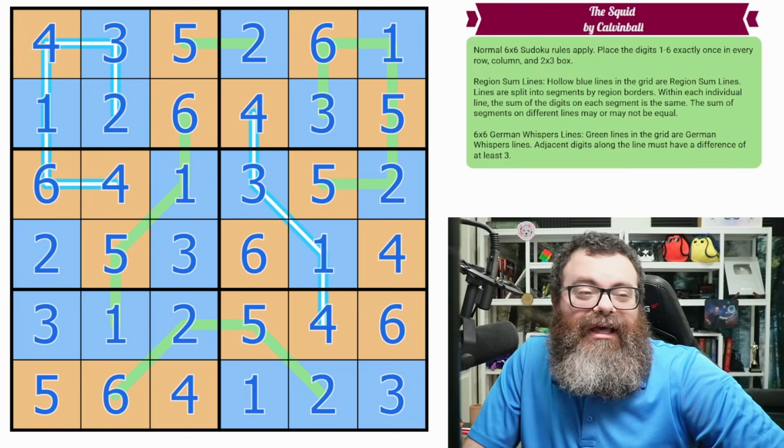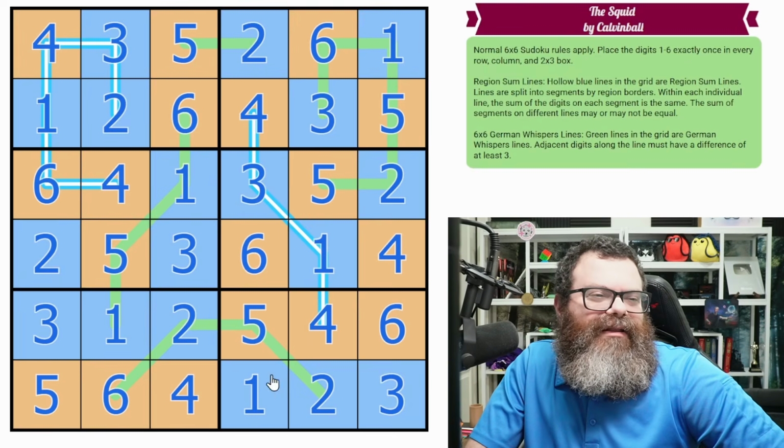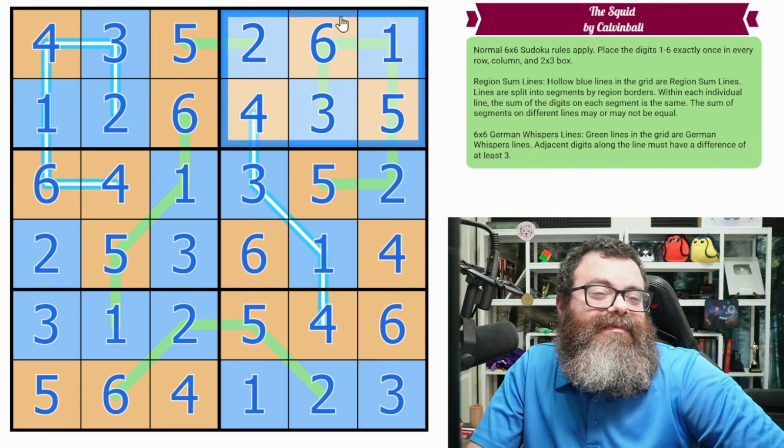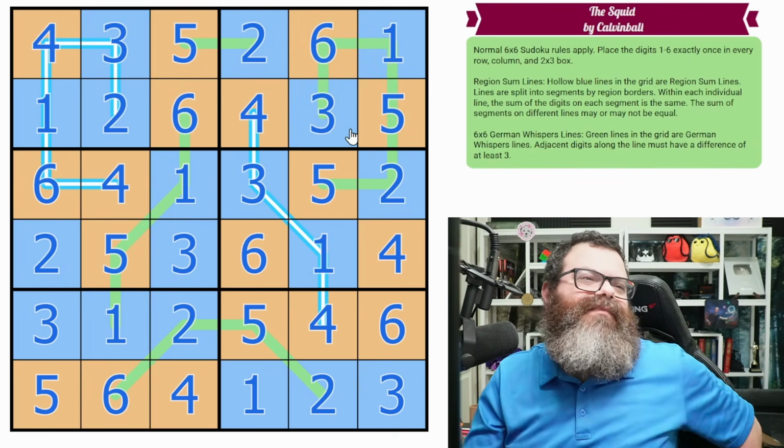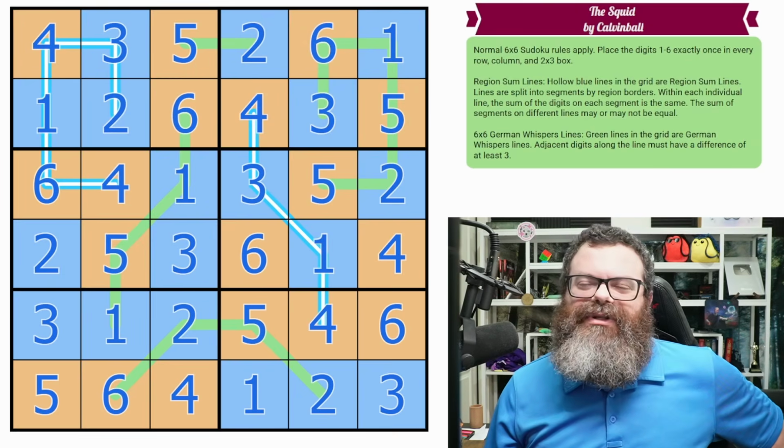Well, cool puzzle, Calvinball. I enjoyed the coloring aspect there. It was interesting. This up here, with the placement of, what did we place? I don't know, 3s and 4s. That was pretty interesting. All right. Well, how'd you do?